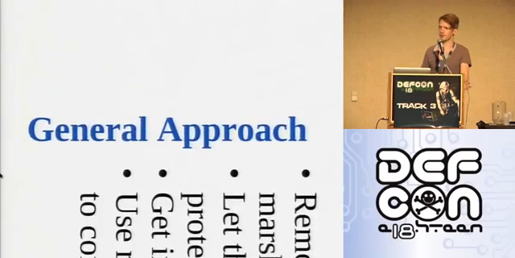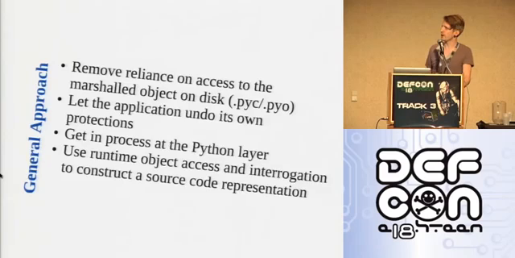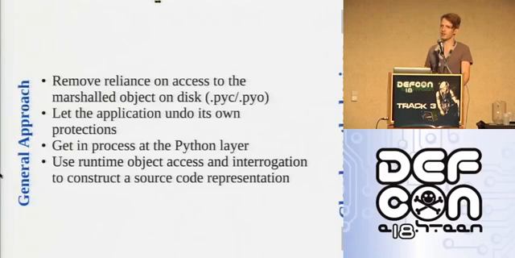So the general approach we're taking with Pyretic, I want to remove the reliance on having access to the file on disk. I want to work in memory only. I want any of the protections like the marshalling to be undone by the application, because however complex they've made the marshalling, they're going to undo it, and then in memory it's just a standard Python object. And obviously, it's easier to understand a standard Python object than to mess about at the C layer trying to work out what they were doing with their marshalling.